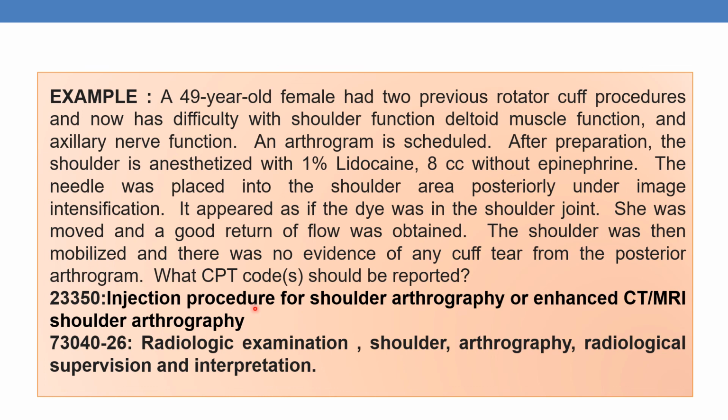What CPT should be reported? Arthrogram means arthrography is performed. So the appropriate CPT is 23350, injection procedure for shoulder arthrography or enhanced CT or MRI shoulder arthrography. Additionally, 73040 along with modifier 26 to indicate professional component is given for radiological examination, shoulder arthrography, radiological supervision and interpretation.